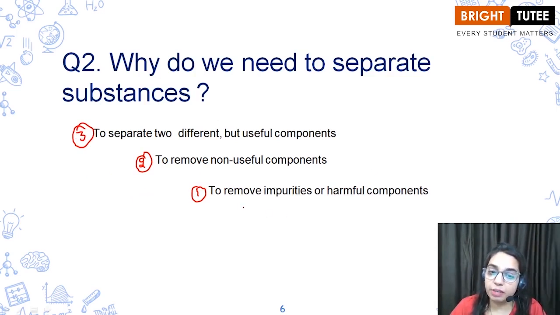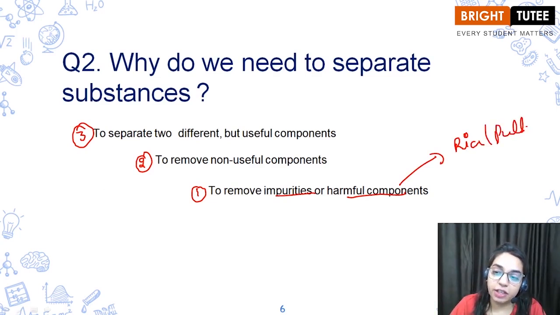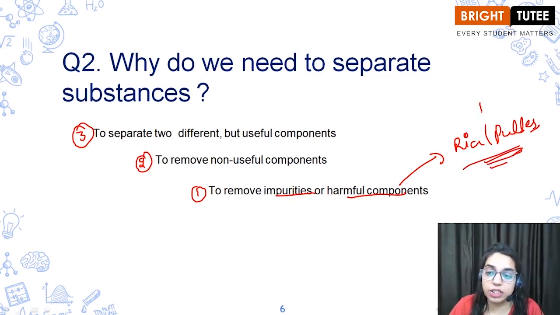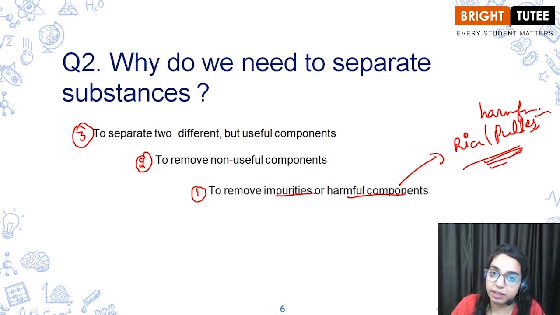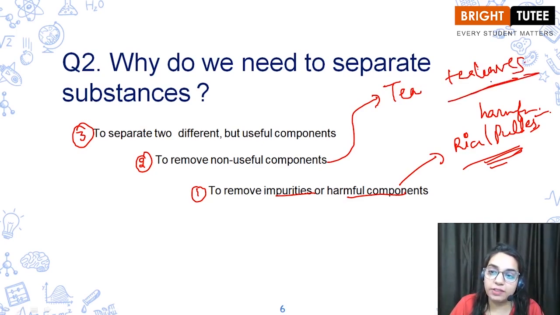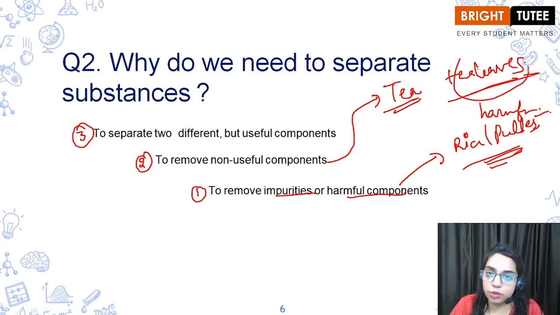For example, if we are removing impurities or harmful substances or components, the example can be cleaning of rice or pulses, right? We are removing the impurities like pebbles, stones, which can be removed easily. So these are the harmful substances which can be easily removed, okay? Then by removing non-useful components, here we can use the example of tea being separated from tea leaves, right? Tea being separated from tea leaves, okay children? So tea leaves are useless for us because we cannot consume the tea leaves, right? So only liquid tea is important for us. So what we are doing here, we are removing the non-useful component, okay?